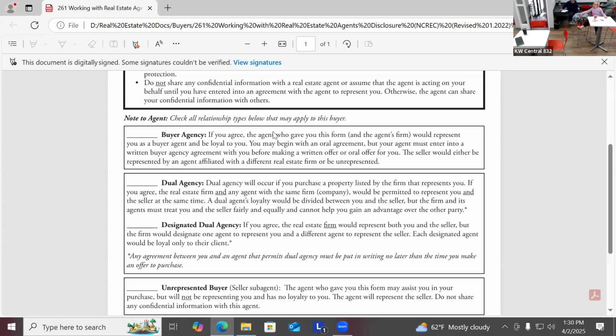Yes, so dual is like Keller Williams. Correct. If Ada and I were doing one together, that would be dual. And it would be dual, and it would be dual designated. Yes, I've only been doing this for 11 years. It's still confusing. It has been confusing. I've been doing this for 24 years and explaining it to agents, and it's been confusing for 24 years explaining it to agents.